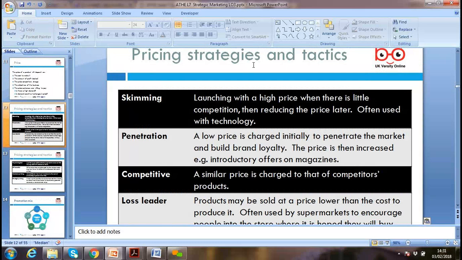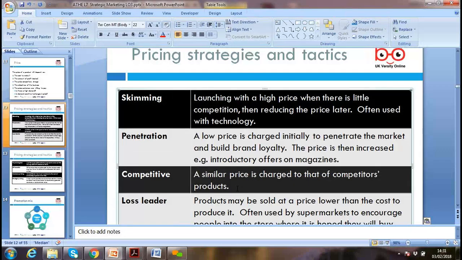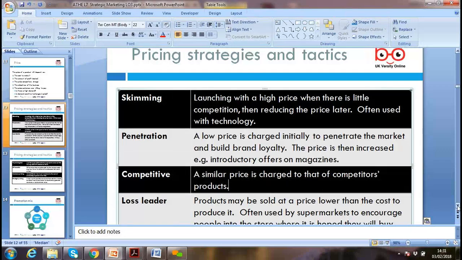Penetration means low price. The price can then be increased when we launch a new product: initially we charge a low price to attract customers to come and buy our product, and later on we can increase the prices. For competitive prices, we look at what the competitor charges. If they drop, we drop; if they increase, we increase. That is called a price war. In a business we need to focus on this, and we can focus on competitive prices as well.